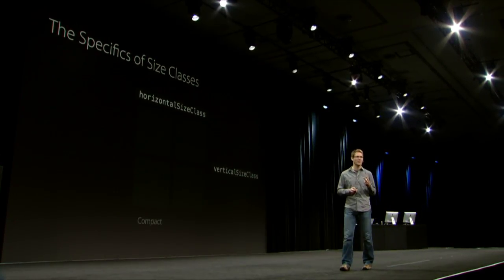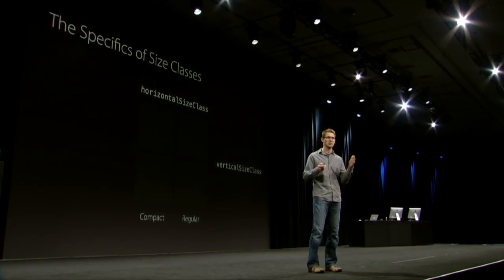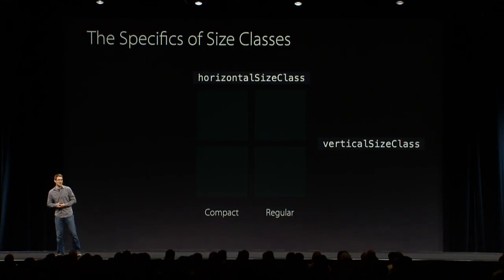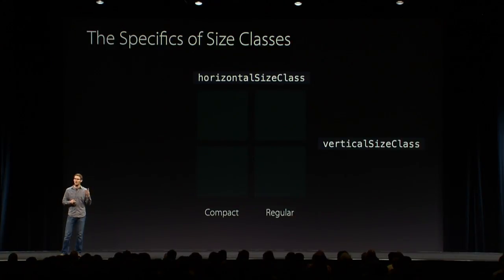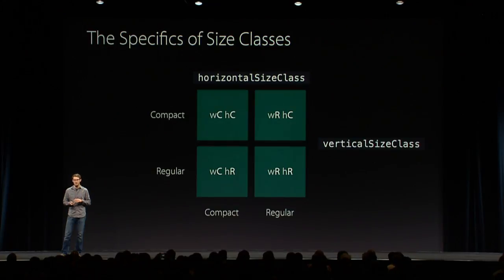And there's two possible values, compact and regular. Compact just simply means that you're space constrained, and so you're going to want to present information in a more compact way. Regular means that you're not as space constrained and you should totally feel free to explore, at least up to the edges of your 12.9-inch iPad Pro. Now this means that we have four combinations of traits and possible values.